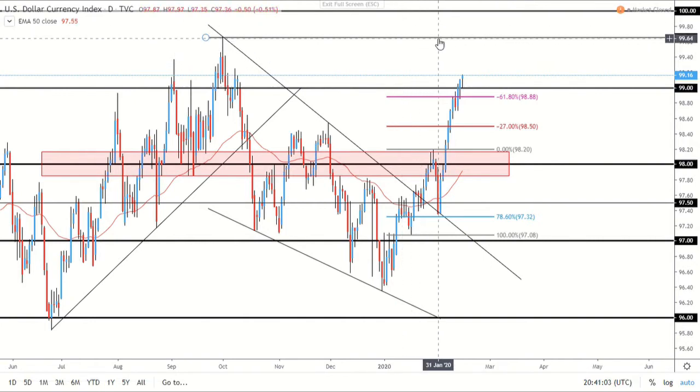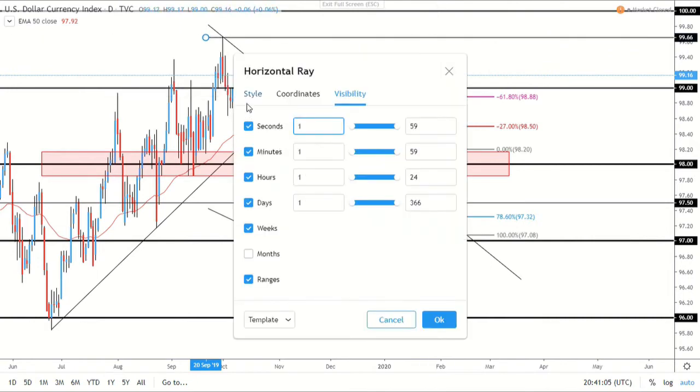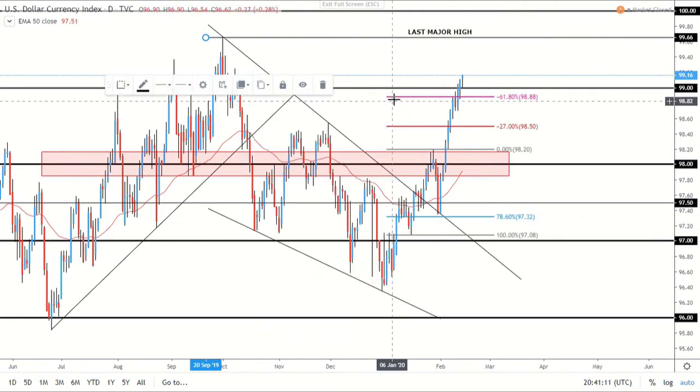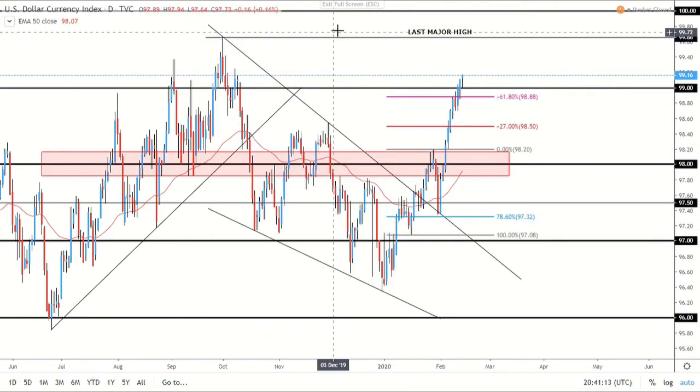And obviously the last major high is here, which is our last major high at 99.66. As you can see here, it's very high, and price hasn't come up to that in a while. So obviously if we do come here, we might even look for a DXY reversal.